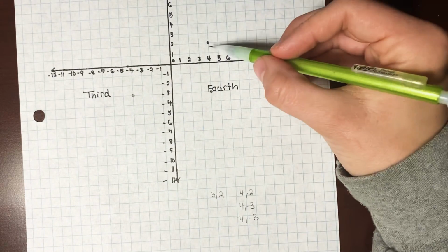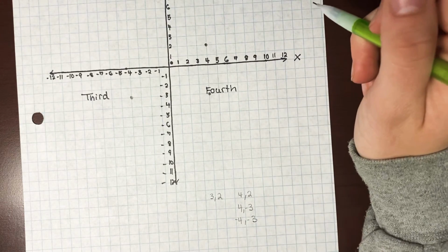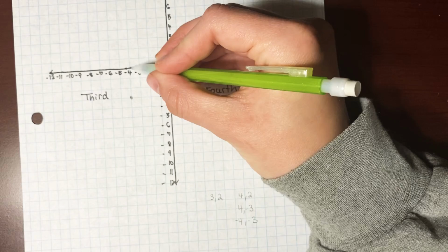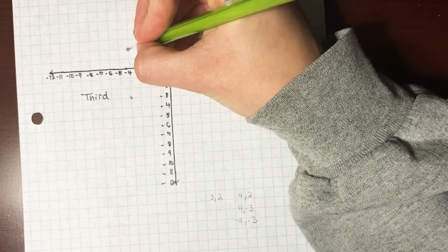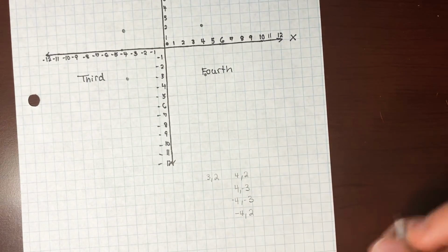So as you can see, we almost have a rectangle. So if the book asked you what would be the coordinates for the fourth point of this rectangle, then you would say negative 4 and then positive 2. So you would write that negative 4, 2. All right.